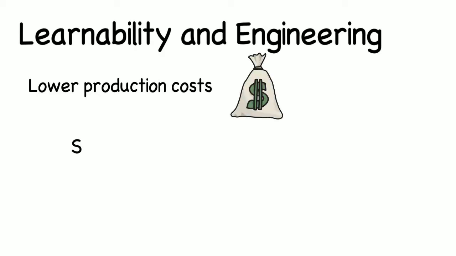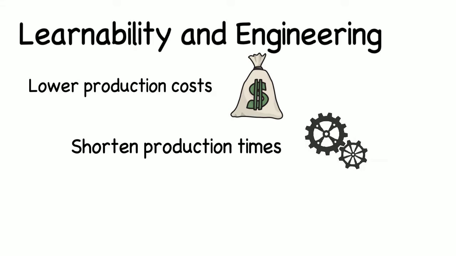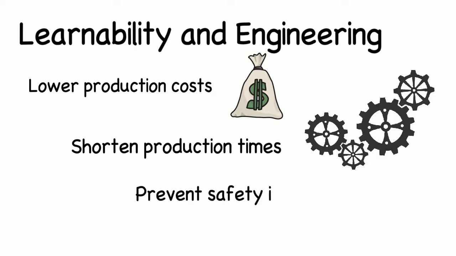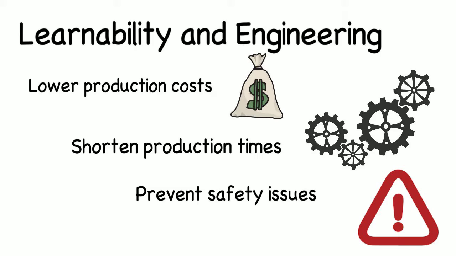Why is this important to engineers? As an engineer, it is important to consider these issues early on in the design process to help lower production costs, shorten production times, and prevent safety issues during the design and manufacturing process. Before finalizing a design, it is important to do background research to ensure you have a learnable design for the user. But how would you go about that?